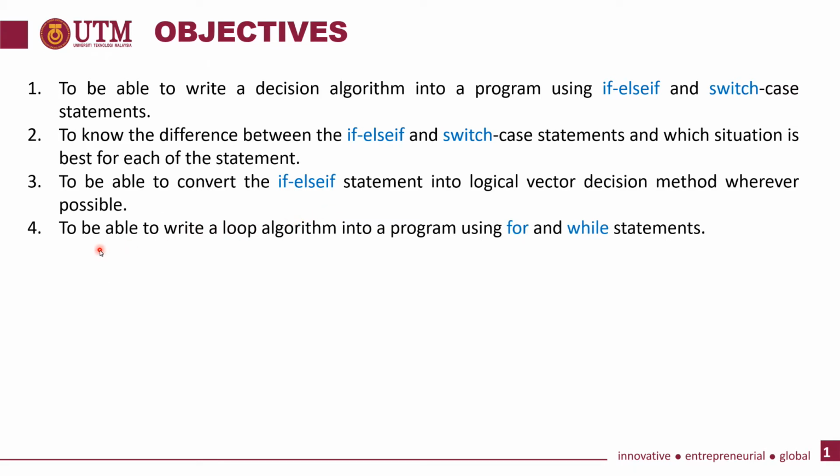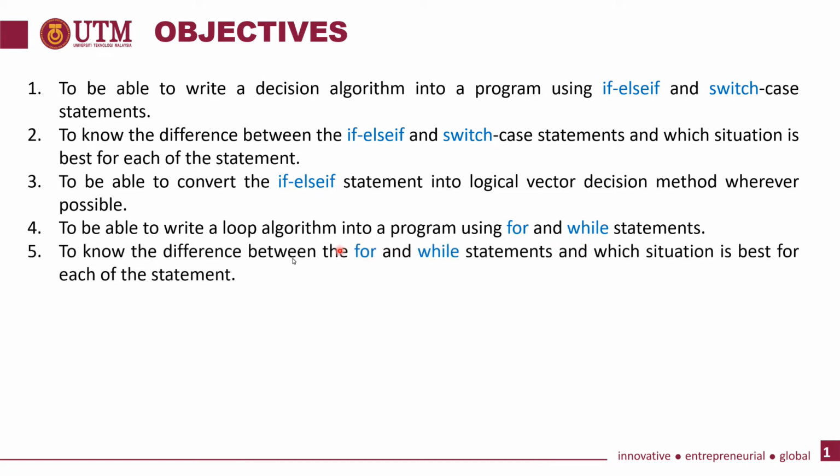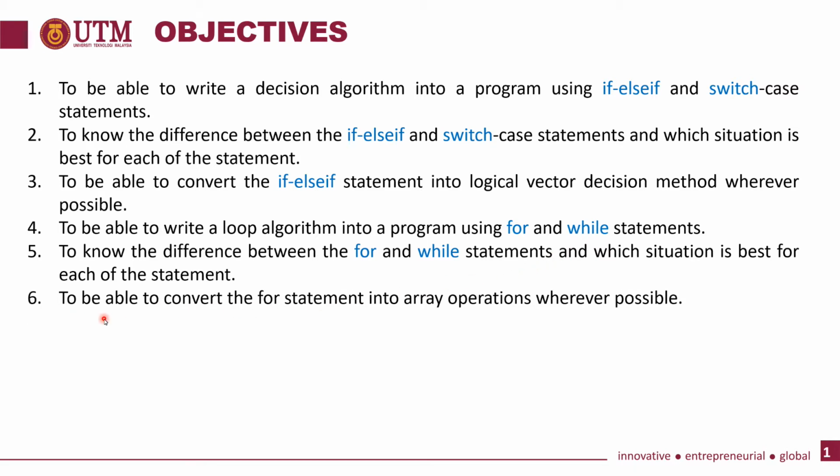And the fourth one is to be able to write a loop algorithm into a program using for and while statements. And the fifth one is to know the difference between the for and while statements and which situation is the best for each of the statements. For objectives 4 and 5, you will know how to design for and while loop statements, how you want to use them, and which one is the best for which situations. And the sixth objective is to be able to convert the for statement into array operations wherever possible. So at the end of this chapter, you must be able to convert the for statement into array operations.